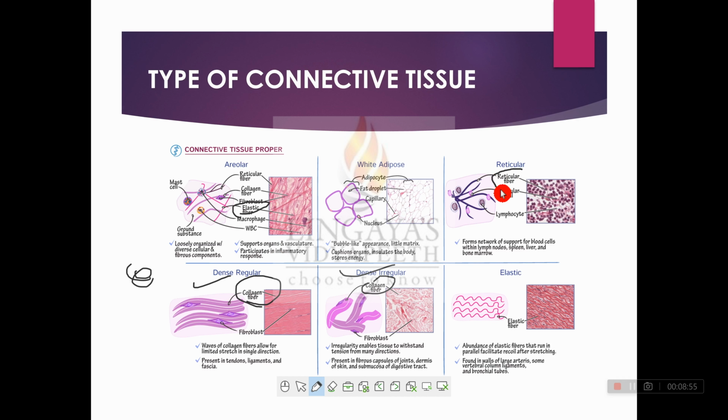Now talking about the reticular fiber present in the connective tissue. The purpose of reticular fiber in the connective tissue is that it forms a scaffolding for other cells. It is composed of type 3 collagen and is located in the liver, bone marrow and lymphatic organs.